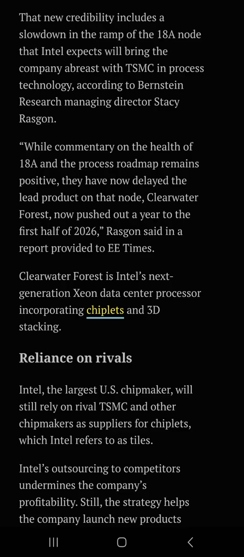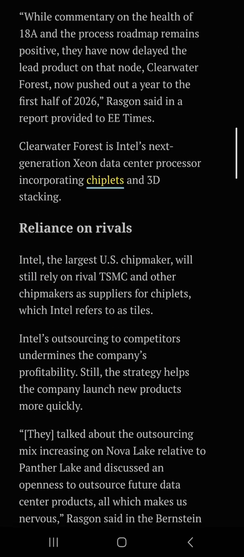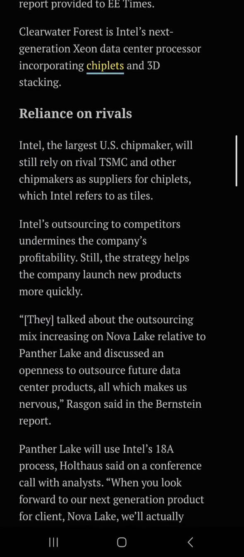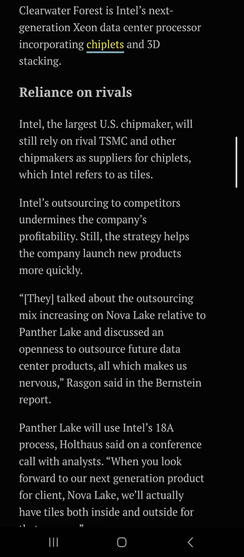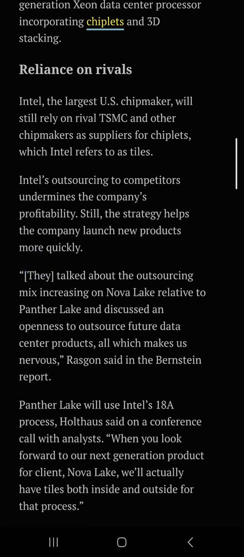Clearwater Forest is Intel's next generation Xeon data center processor incorporating the chiplet and 3D stacking. The reliance on the rivals: Intel, the largest US chip maker, will still rely on the rival TSMC and other chip makers to supply for a chiplet, which Intel referred to as a tile. Intel's outsourcing to its competitors undermined the company's profitability. Still, the strategy helped the company launch a new product more quickly.